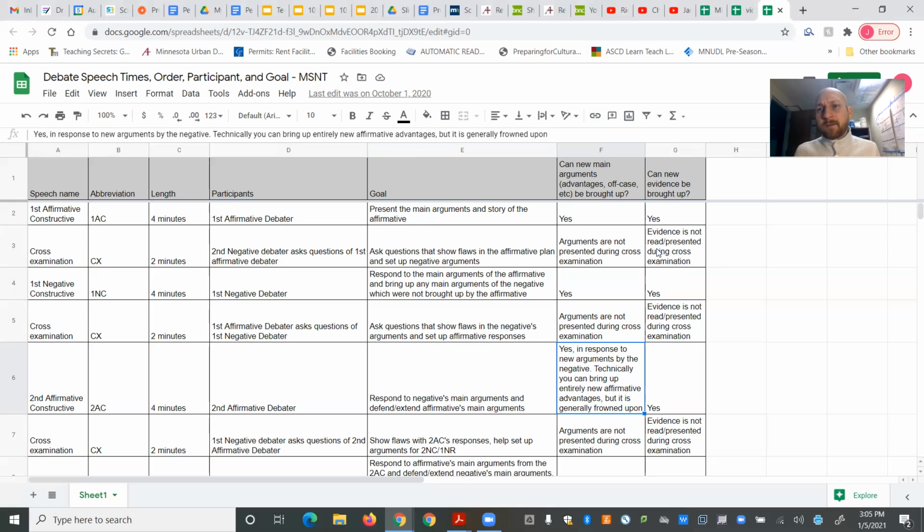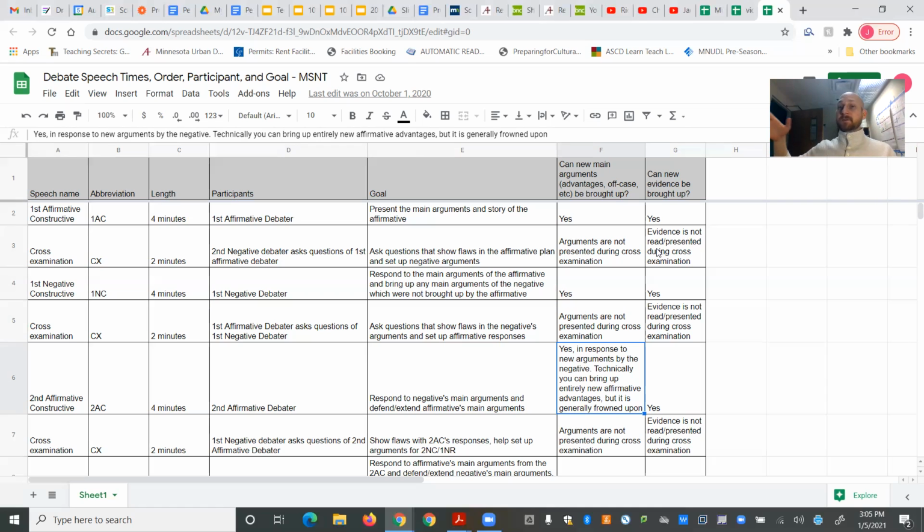It's seen as bad behavior because the negative doesn't get that much time to respond to any new arguments. So you should probably stick to the arguments you made in the 1AC and stick to responding to what they made in the 1NC. That doesn't mean you can't bring up answers to their arguments. So like if they read a disadvantage, you should definitely read answers to the disadvantage. That's not considered new because they brought up that argument already.